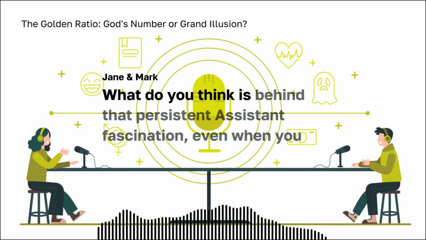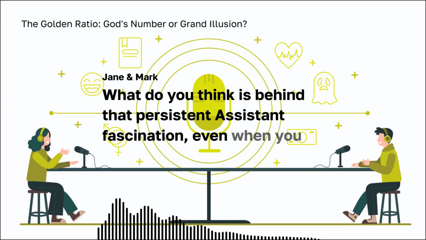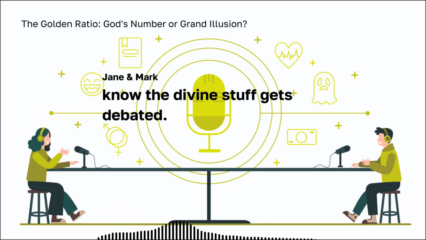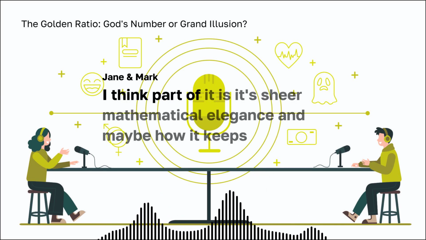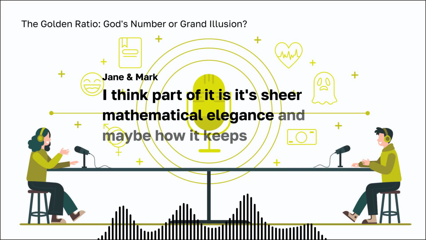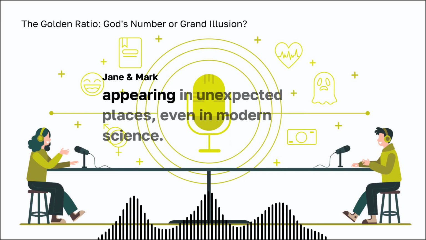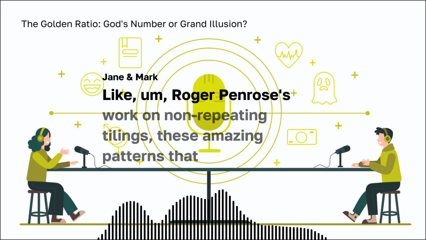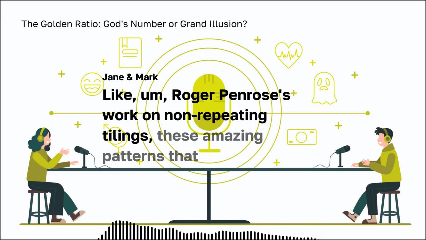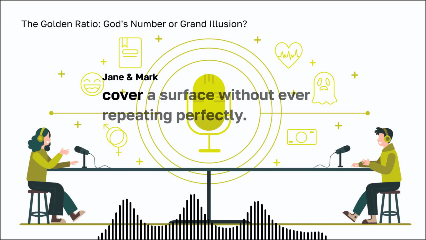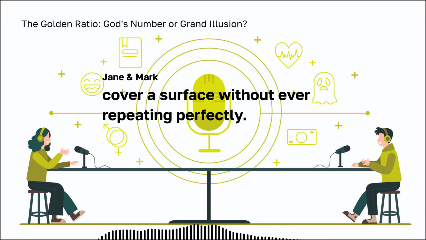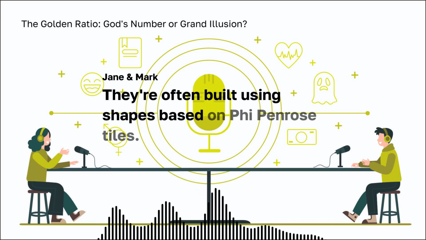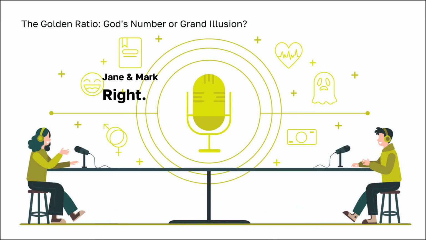What do you think is behind that persistent fascination, even when the divine stuff gets debated? That is a great question. I think part of it is its sheer mathematical elegance and maybe how it keeps appearing in unexpected places, even in modern science, like Roger Penrose's work on non-repeating tilings, these amazing patterns that cover a surface without ever repeating perfectly. They're often built using shapes based on phi. Penrose tiles, right. Fascinating stuff.